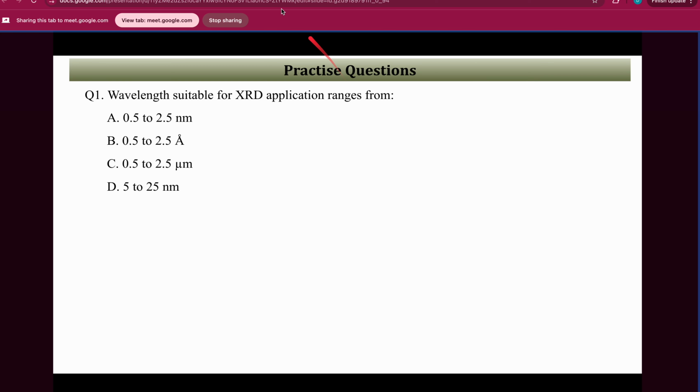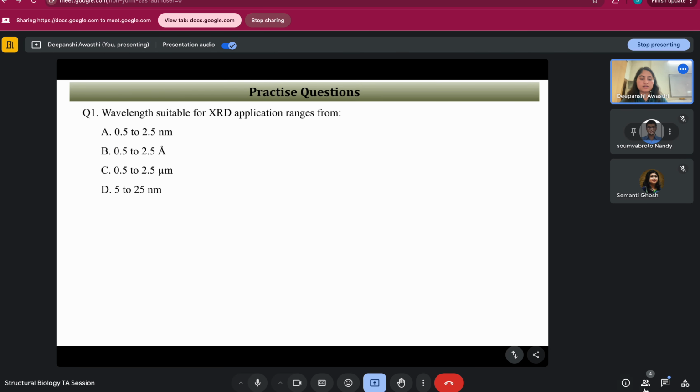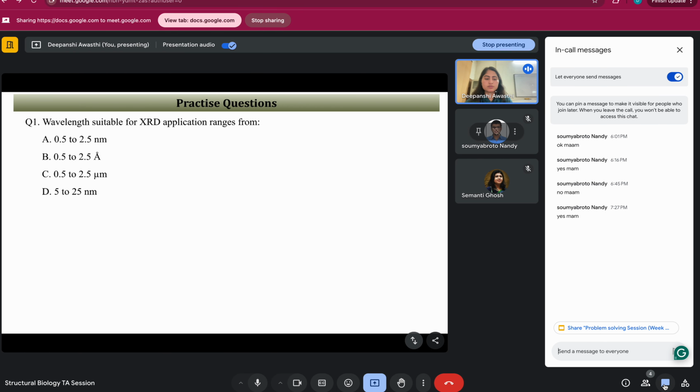So now we will practice a few MCQs. Is it clear till now?